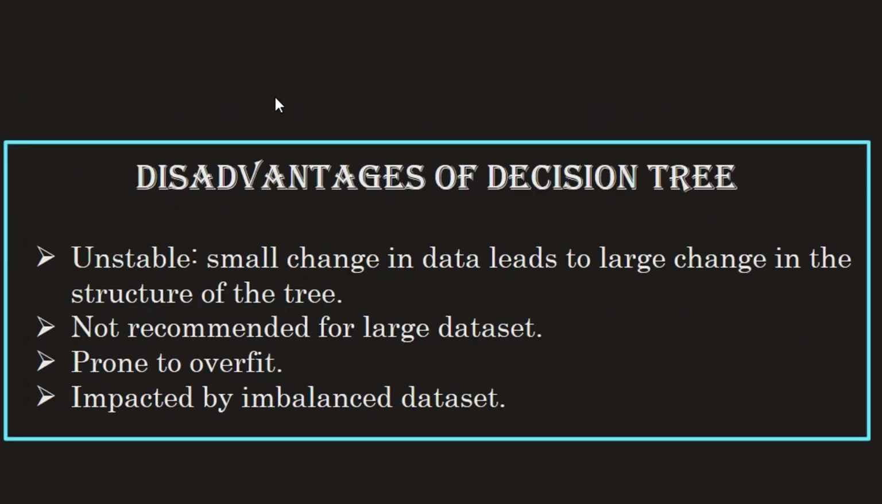Now let's also quickly cover the disadvantages. The algorithm is unstable. What it means is, even a small change in the data leads to a large change in the entire structure of the tree. And this is a huge issue that we will learn how to tackle when we cover the random forest algorithm. It is not recommended for large data sets. It also tends to overfit, which means sometimes it might not perform that well on testing data, and it is impacted by imbalanced data sets. So before considering a decision tree algorithm, you need to make sure that there is no issue of imbalance within your data set.